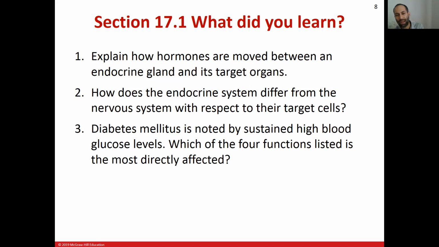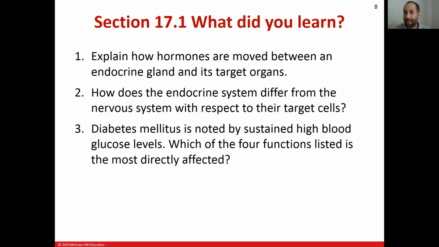Okay, diabetes mellitus is noted by sustained high blood glucose levels. Which of the 4 functions listed is the most directly affected? There are no 4 functions listed here, so I'm not sure which ones they're referring to. Diabetes, of course, is a problem of sugar metabolism. When your blood glucose levels are high, that has to do with problems with insulin secretion.